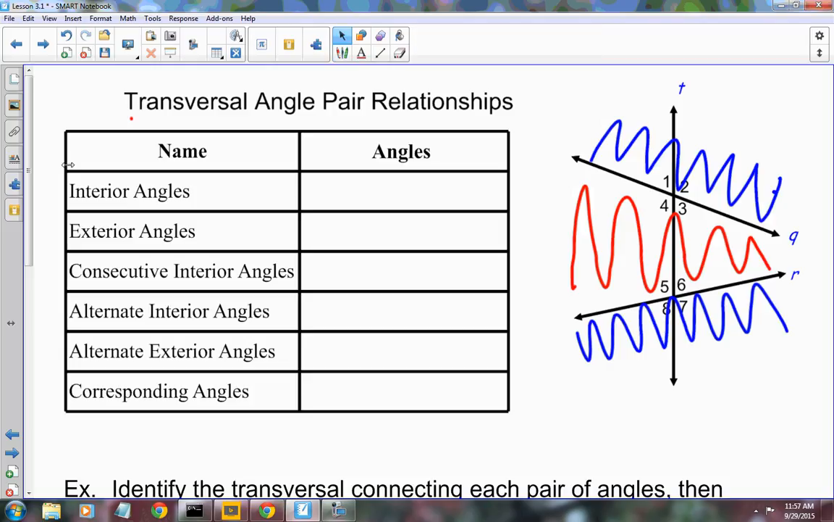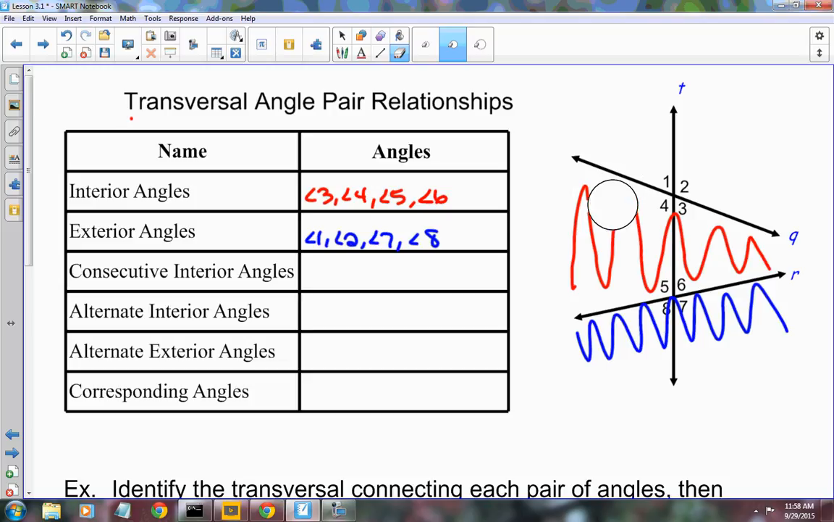So what would my interior angles be? Okay, angle 3, angle 4, angle 5, and angle 6. Okay, and what about my exterior angles? 1, 2, 7, and 8. Okay, angle 1, angle 2, angle 7, and angle 8. So those are my interior and my exterior. All right, now I have some special types of angles. Okay, I've got consecutive interior and I've got alternate interior. Okay.